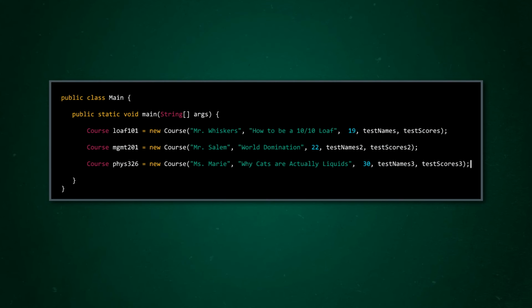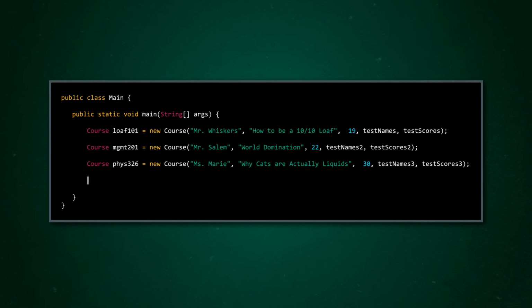The whole point of classes is to keep our data organized, so it makes sense that we'd want to limit the scope of instance variables and instance methods. But there are still ways to access and use that data in other parts of a program. When we call an instance method like loaf101.calculateAverage in our main class, we can assign the value that it returns to a variable. That new variable has a different scope that's broader than the course class.